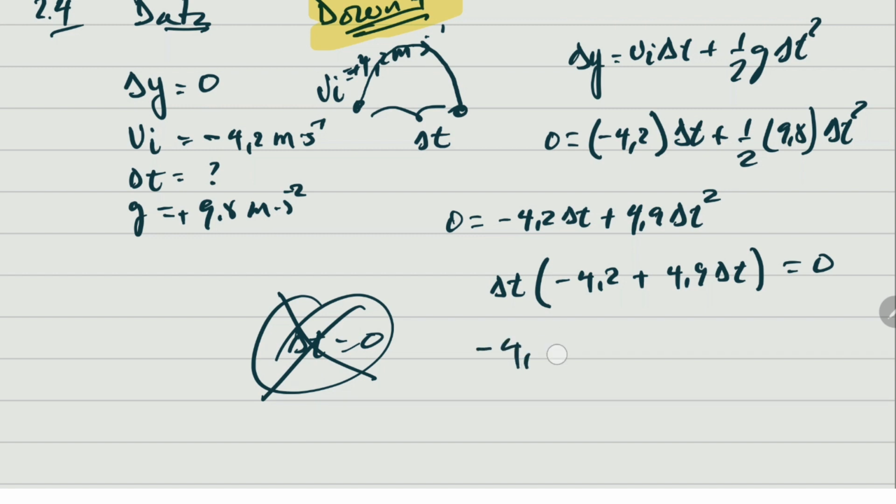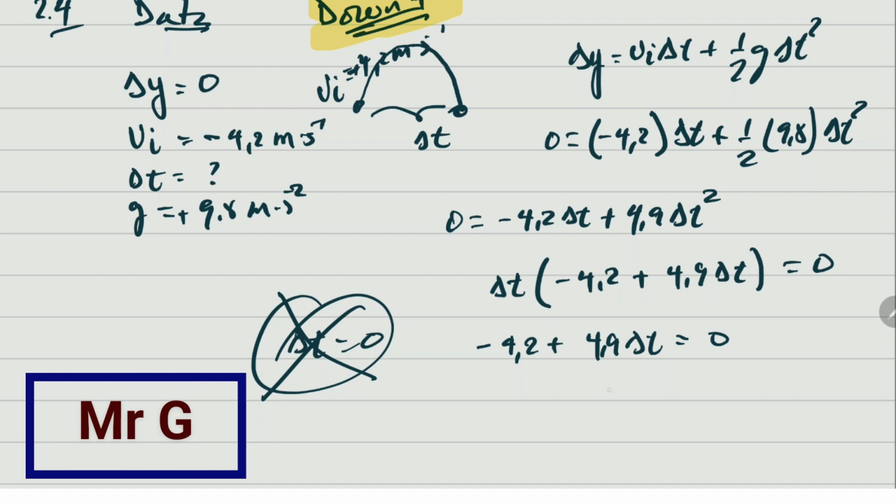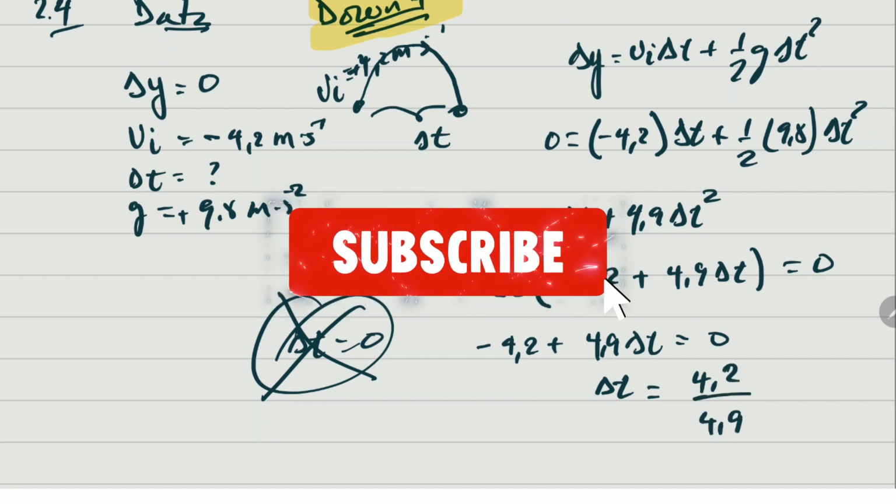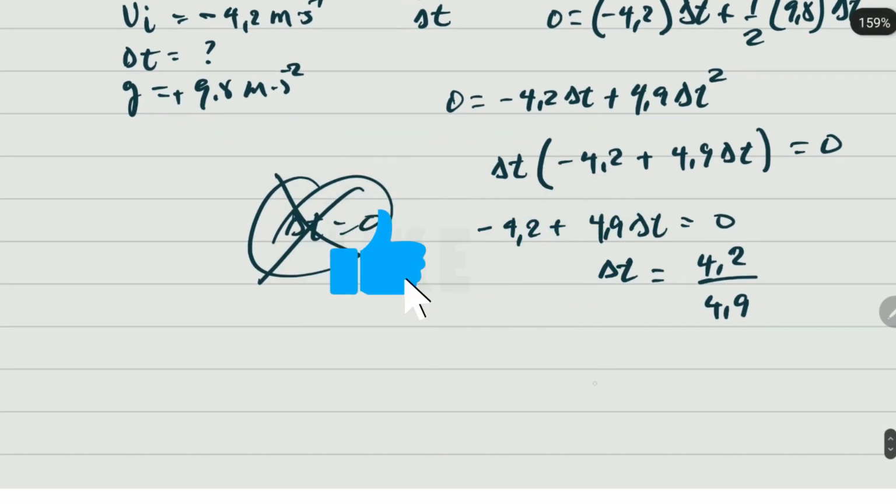This is mathematics, eh? That's why I wanted to use this method, because you do mathematics. Plus 4.9 delta t equal to 0. So those are the two solutions, and then you calculate for delta t. When you calculate, delta t is equal to 4.2 divided by 4.9. All right, and this is going to give you an answer equal to 0.857. We're going to leave it there.